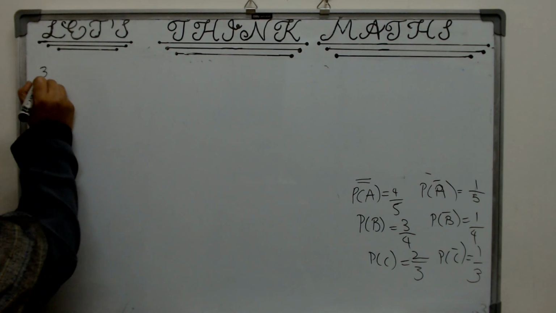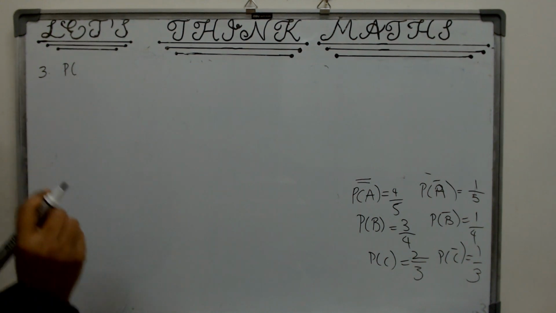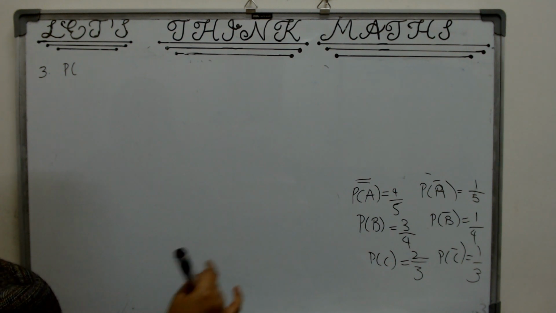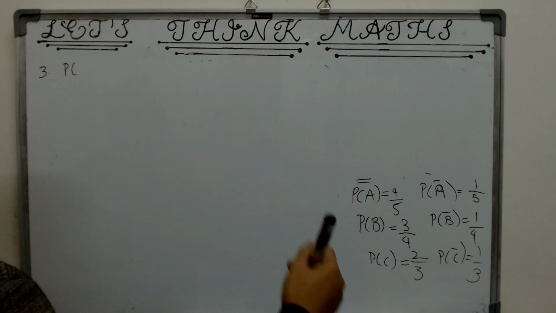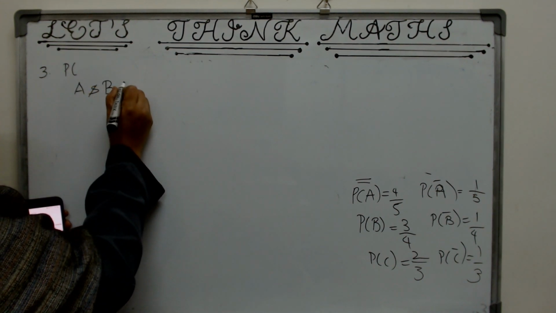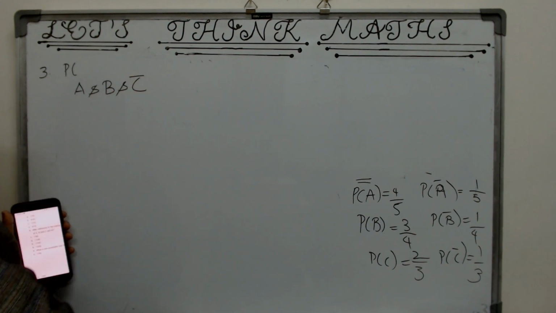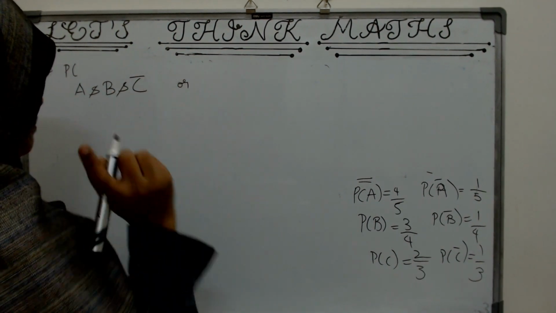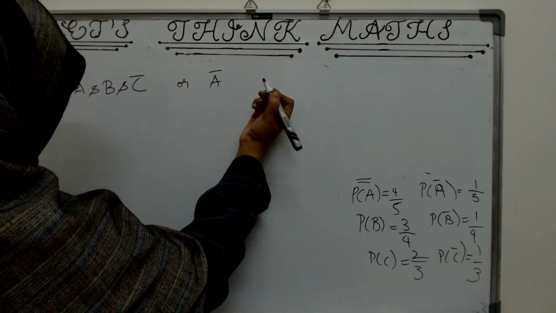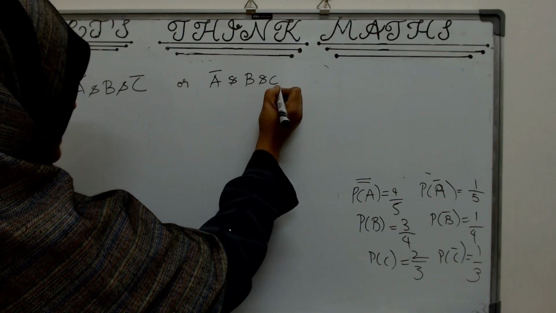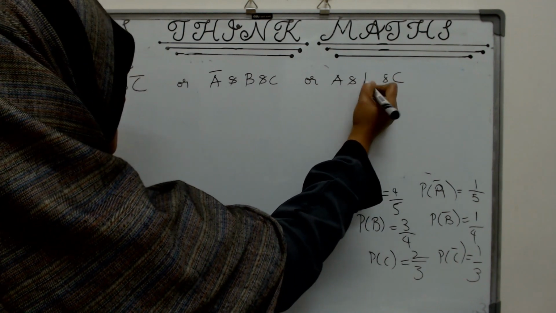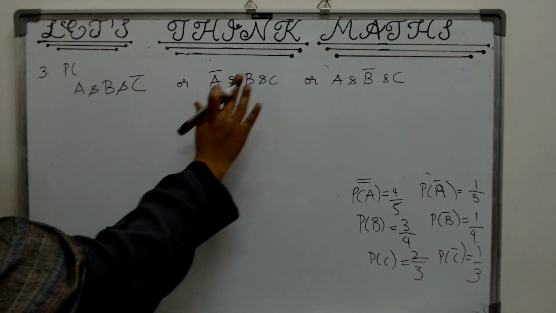We come to the third question. What is the third question? It is the probability of 2 of them hitting the target. We don't know which 2. So then we can have 3 probable conditions. What are they? A hits and B hits, but C does not hit, which means C complement, or. Remember what or is? It is union. A does not hit, but B and C hit, or A hits and C hits, but B does not hit. So you have 3 such conditions.